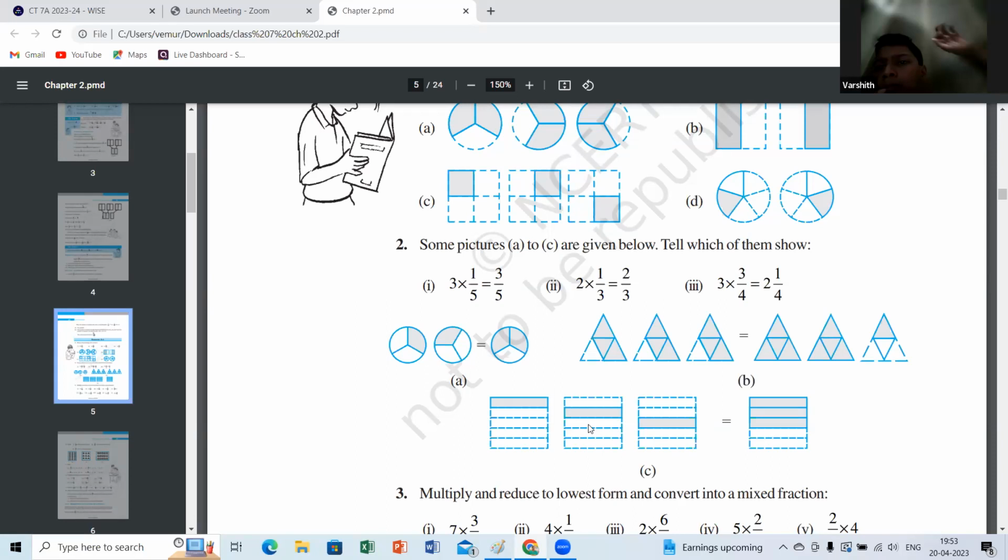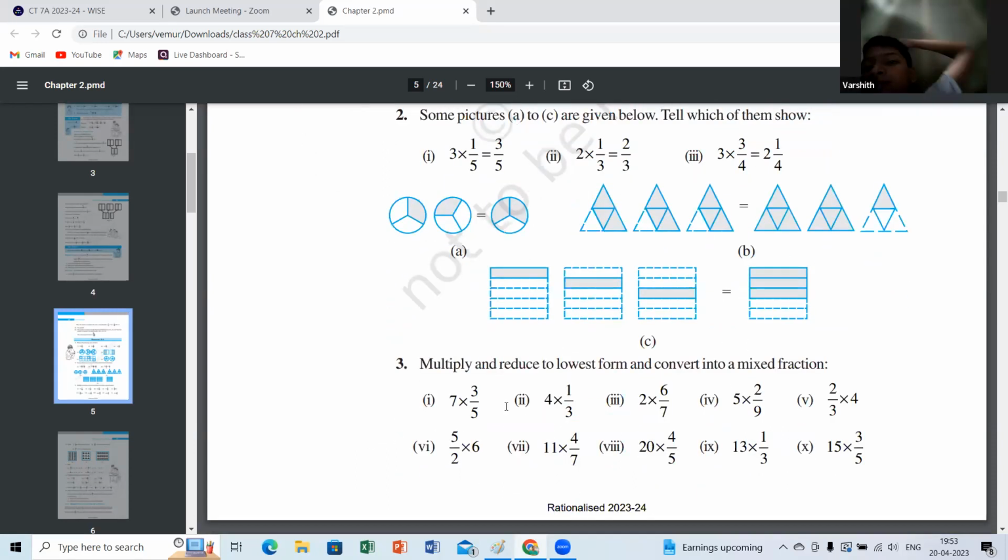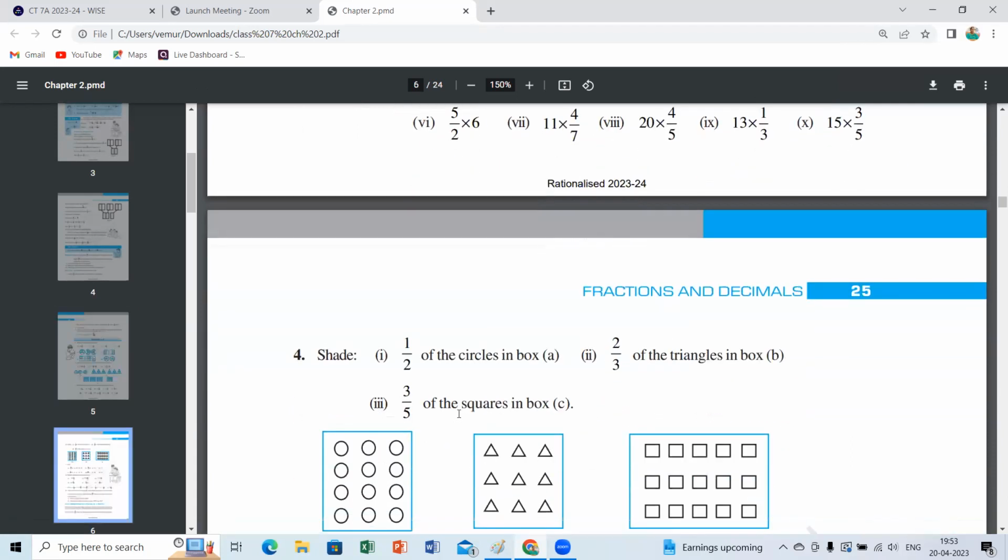Yes, ma'am. 2 times 1/3 is 2/3. Is it matched with A? A, ma'am. 3 times 1/4 is 3/4. Ma'am, B. 2 times 1/4. That's all, children. Today your homework is question number 3 and question number 5.